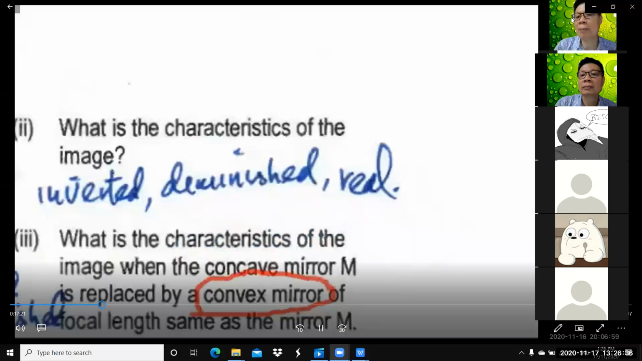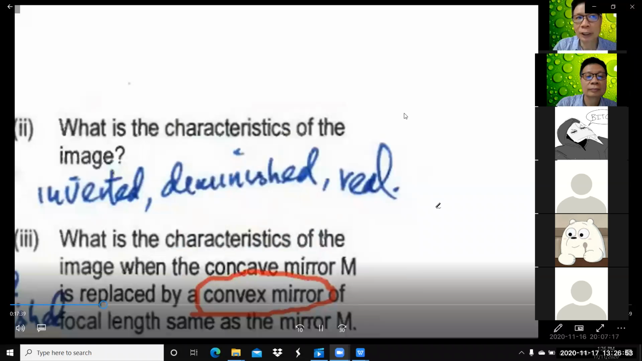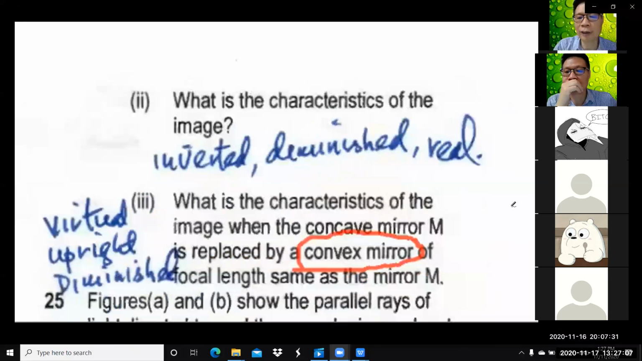Can someone answer? Okay, let me call Angel. Angel, can you come out, please? If convex, what is the answer? Virtual, upright, and diminished. Yes, correct. Very good. Okay, thank you. So if convex, the answer is virtual, upright, diminished.